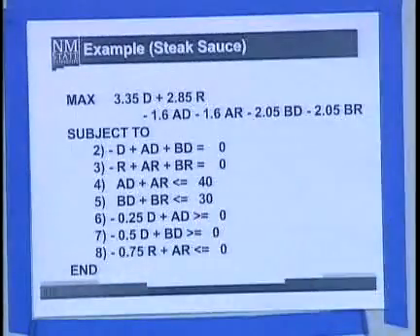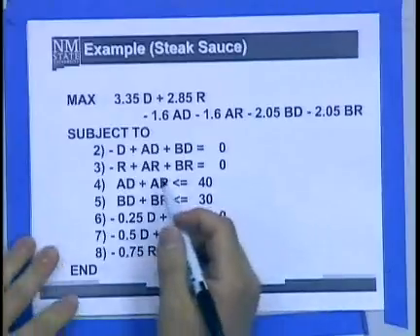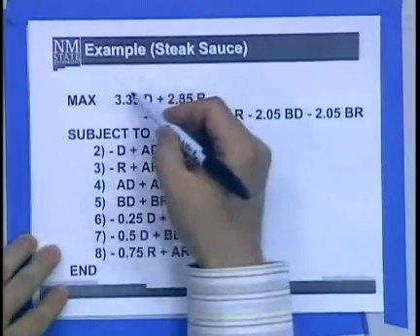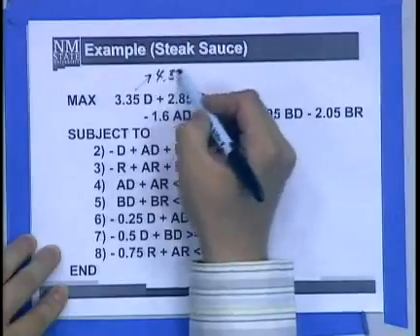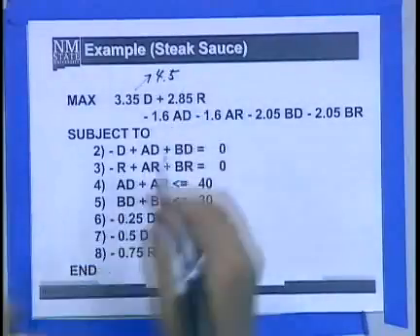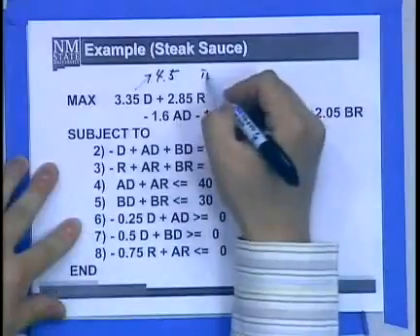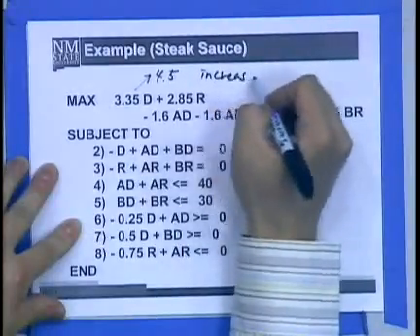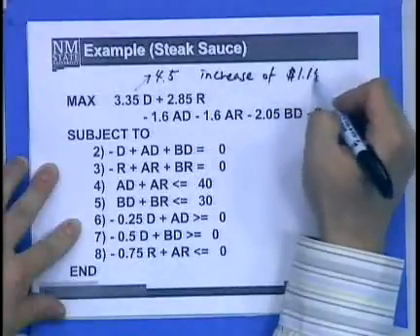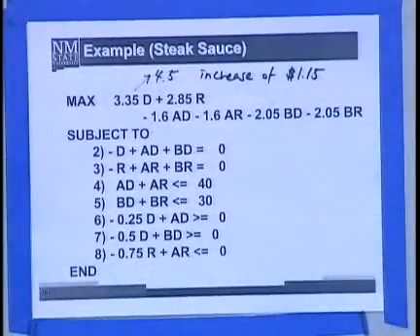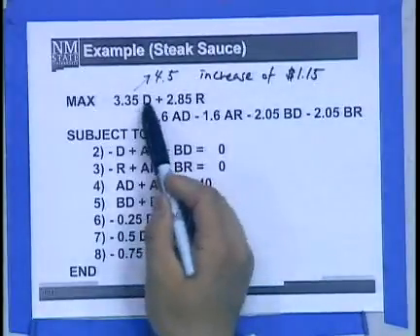The profit of Diablo sauce has been changed to $4.5 per quart, right? Which is an increase of $1.15 in the objective coefficient of decision variable D.